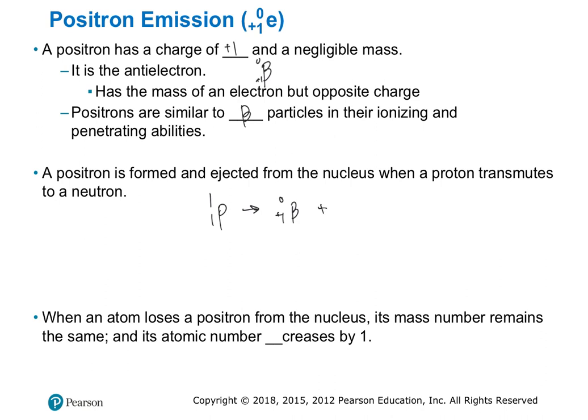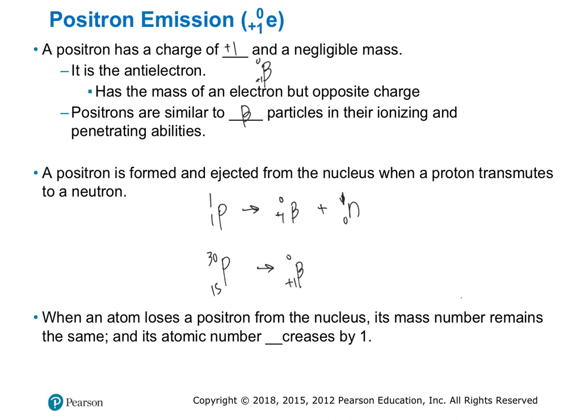And it turns into a neutron, which has a 1 up here and no charge. An example of this is if I have phosphorus-30. So phosphorus has 15 for its atomic number, and it's going to release a positron here.